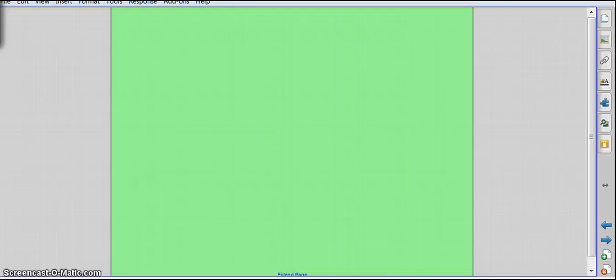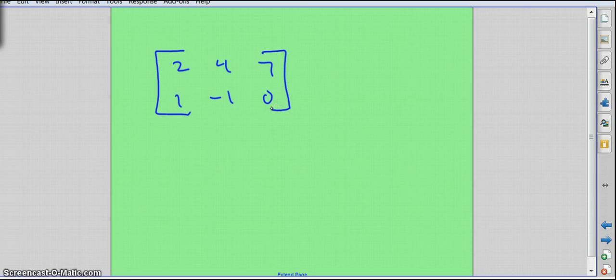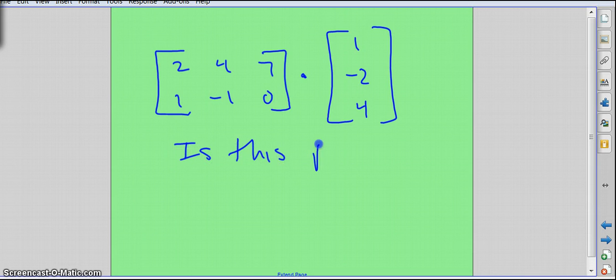So what that means is, if I have this matrix, 2, 4, 7, 1, negative 1, 0, and I want to see if I can multiply this matrix by this matrix, 1, negative 2, 4, is this possible? Well, in order to determine that, you need to identify the dimensions of each matrix.